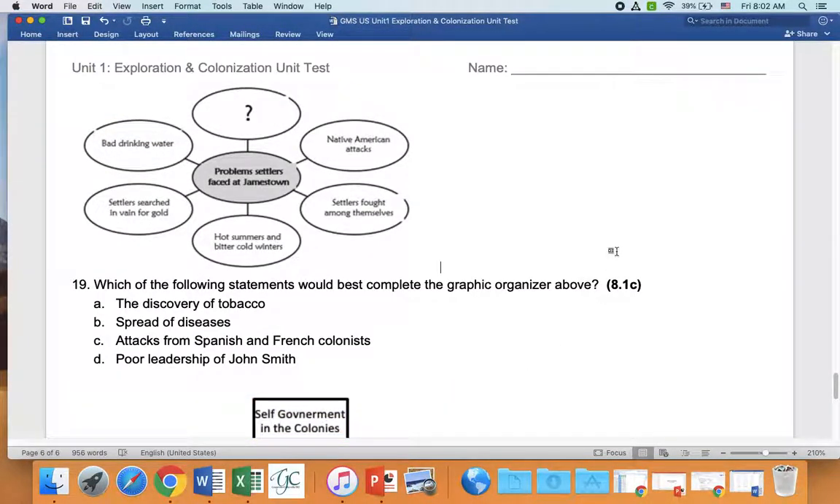18, we have an infographic showing problems settlers faced at Jamestown. Native American attacks. Settlers fought among themselves. Hot summers and bitter cold winters. Settlers searched in vain for gold and bad drinking water. So which of the following statements would best complete the graphic organizer above? Is it A, the discovery of tobacco? B, the spread of diseases? C, attacks from Spanish and French colonists? Or D, poor leadership of John Smith?